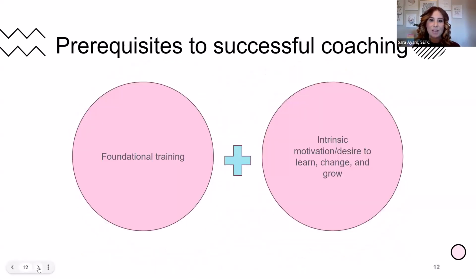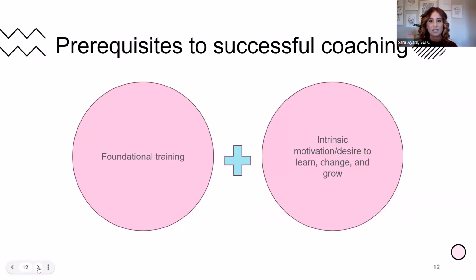So prerequisites to successful coaching: they have to know a little bit about AAC, and this can be something you do while you're coaching, but having that foundation to attach the new learning to is helpful. And then they also have to really have that intrinsic desire to learn and to grow. This is why I always say, go with the goers.